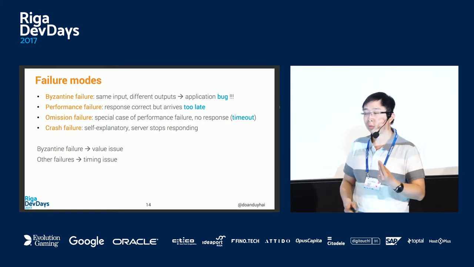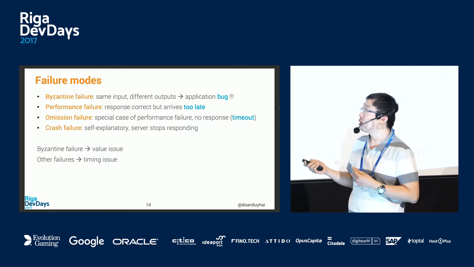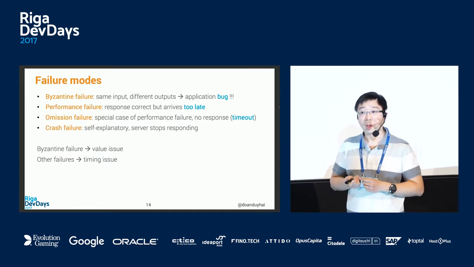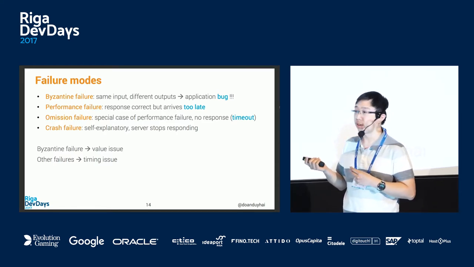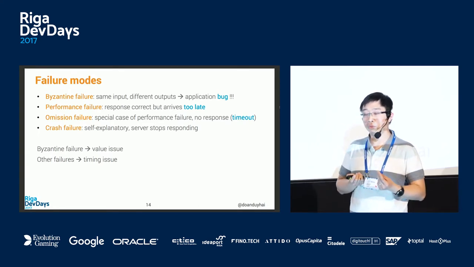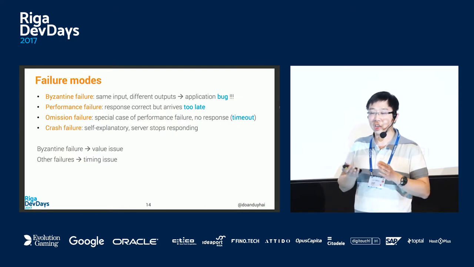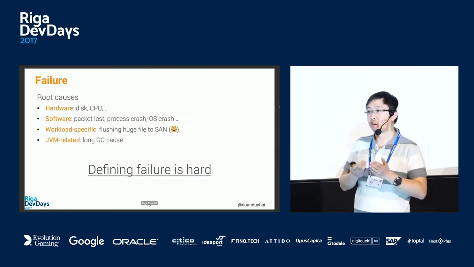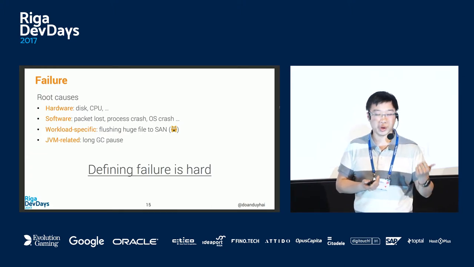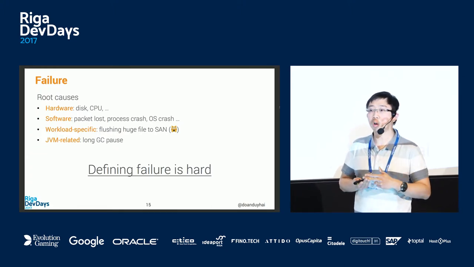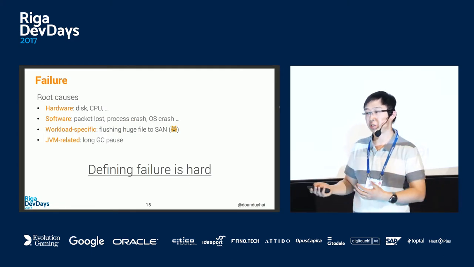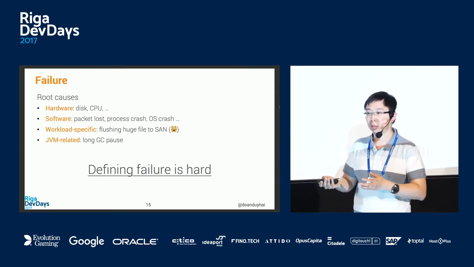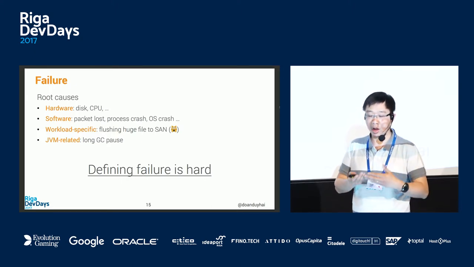So in fact, there are only two meaningful failures. One, about the value. The request fails because the value is incorrect. And you have timing failure. The response does not arrive in a timely manner. So the root causes of failure can be, first, a hardware issue, or a software issue. It can also be workload specific. Imagine that you are flushing a huge file on a SAN, like a network drive, and at the same time, there are lots of other applications using the same drive. So you will have huge latency.